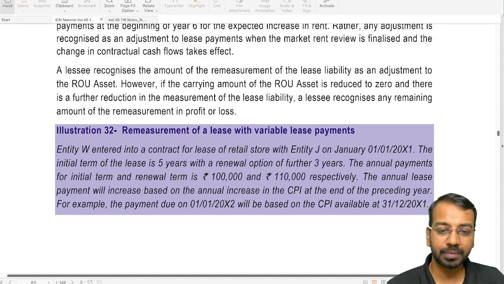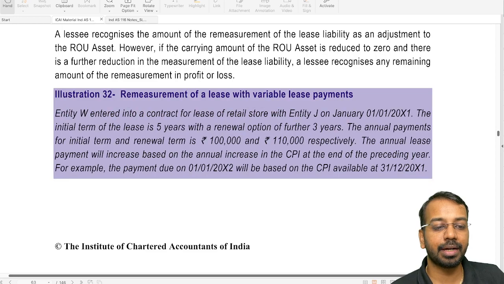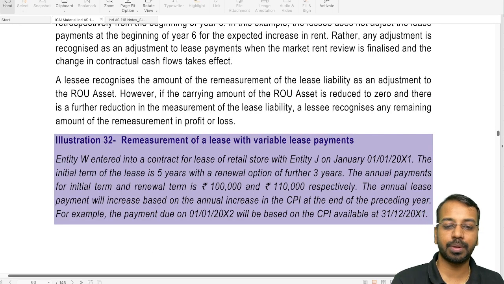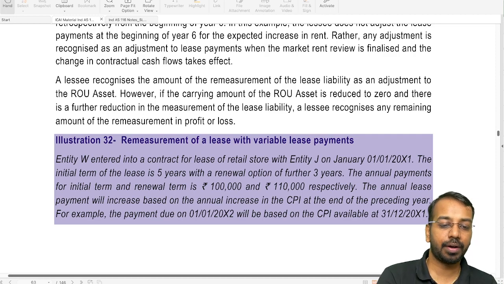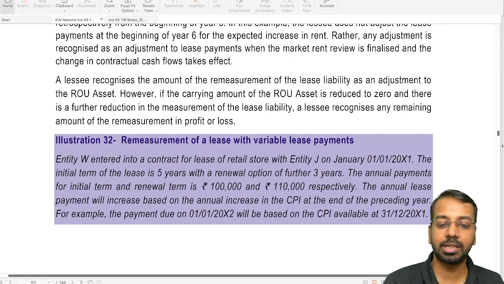Anyways, the annual payment for the initial term and renewal term is 100,000 and 110,000 respectively. The annual lease payment will increase based on the annual increase in the CPI. So it is based on the CPI at the end of the preceding year. For example, the payment due on 1st of January year 2 will be based on the CPI available on 31st of December. That is given in the question.